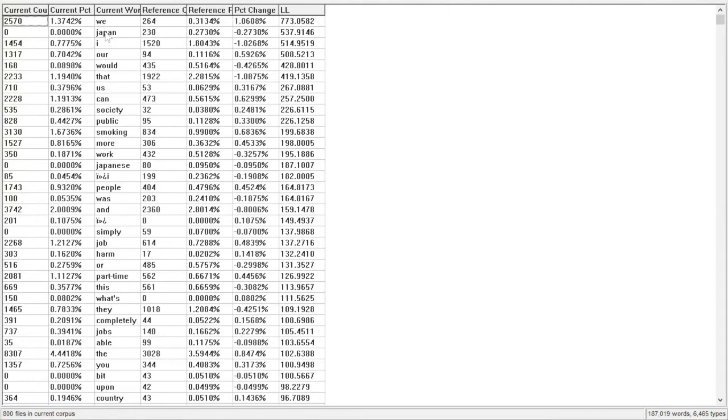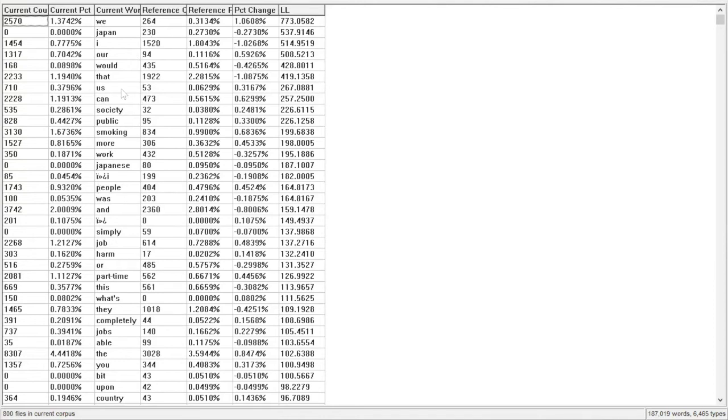Looking at this, we see the most distinctive word is actually "we", with the Chinese learners using "we" more often. The second word there is "Japan", and the English native speakers are using "Japan" more often. I take that to be something about the topic, that they're talking about Japan in some way. The English native speakers are also using "I" more often. As we look down this, we notice that "would" is also being used more often by the English native speakers.